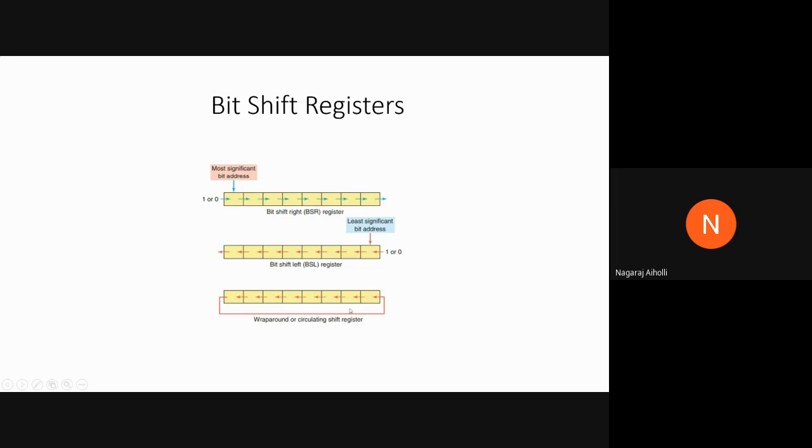Circulating shift register means here we are moving the data from right to left, that is a movement in the left side direction. The LSB bit is moved to the next higher position, then the next bit is moved to the next higher position, and so on. Then this will be coming back and it will be entered into the LSB position. This is how it is called a wrap around or circulating shift register.